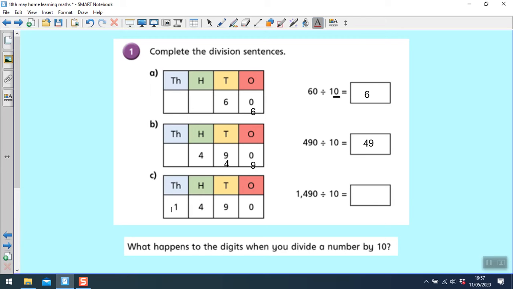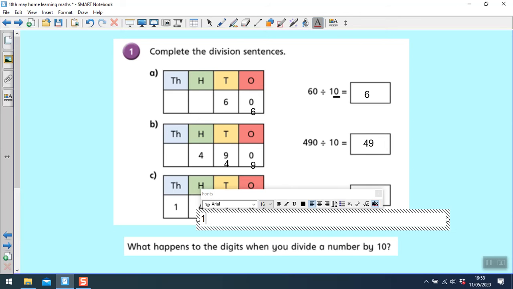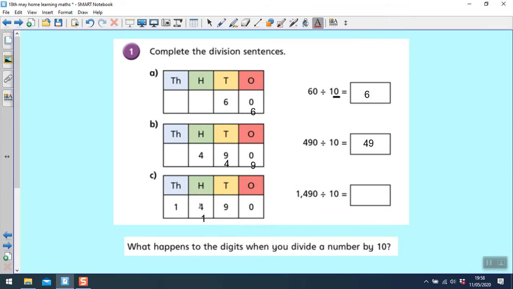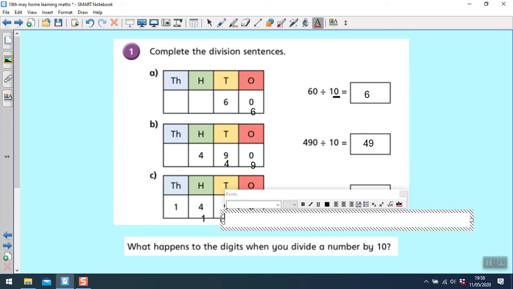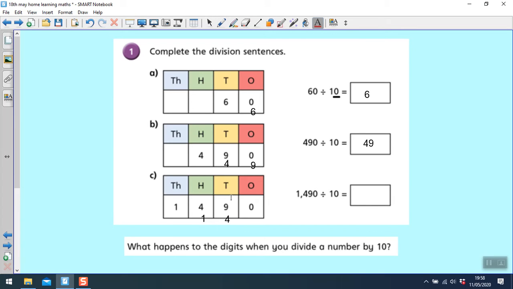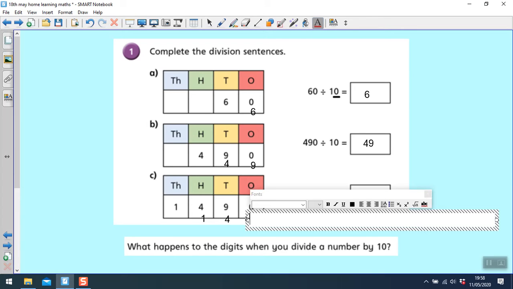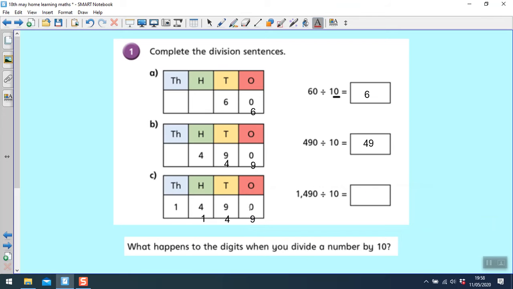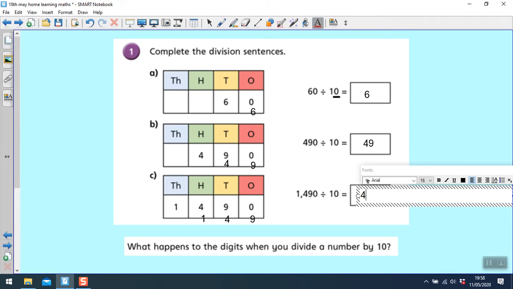1,490 divided by 10. Again, move 1 place to the right, so your 1,000 will become 100. Your 400s becomes 4 10s. Your 9 10s becomes 9 1s. And again, your 0 jumps next to the decimal point, and we don't need it. So we just write 149.